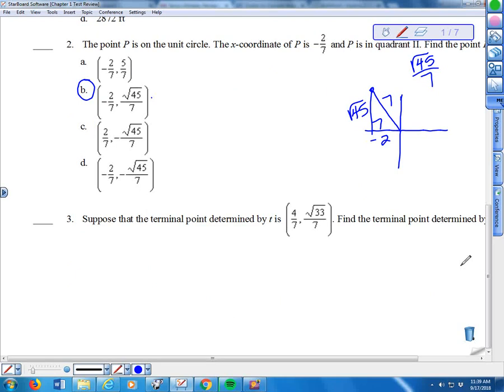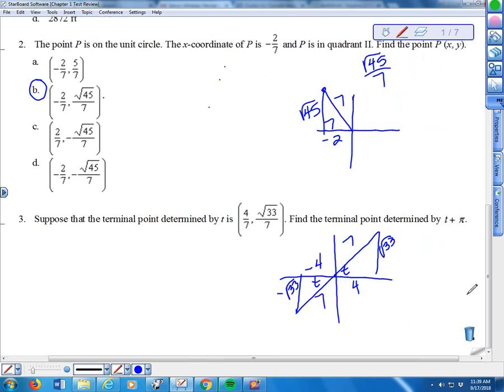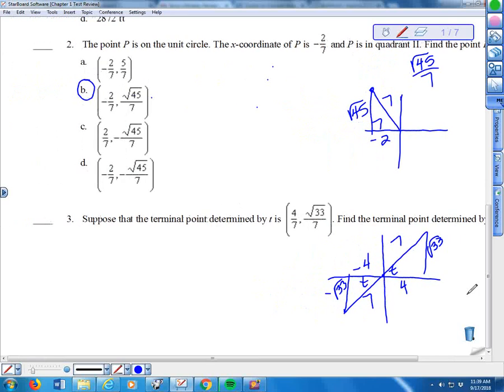Another terminal point, t plus pi. So this is t, and 4/7, so this is 4, this is 7, this is the square root of 33. Everybody see how I did that? Okay. If I'm going to add pi, this is still t, but now this is negative, and this is negative. And I'm trying to find the terminal point. So it's going to be the same thing, but they're both going to be negative.